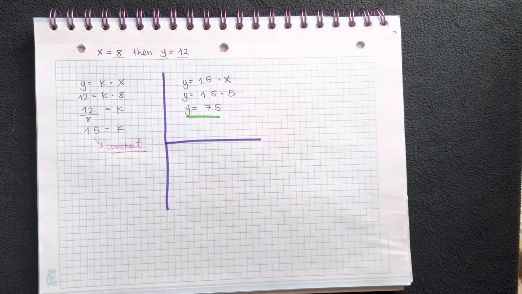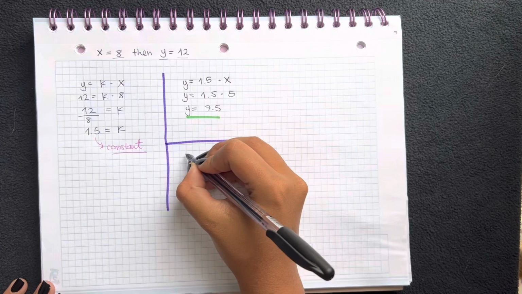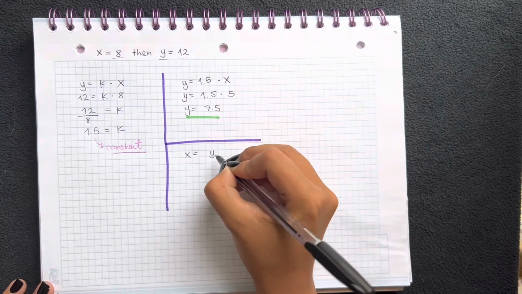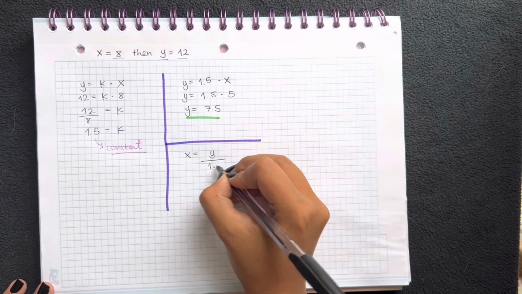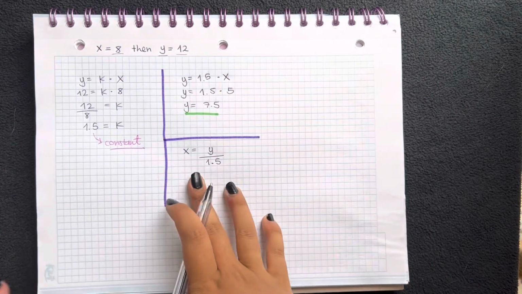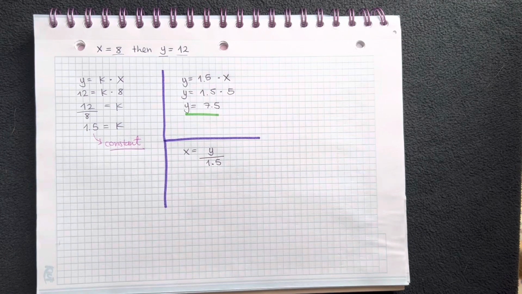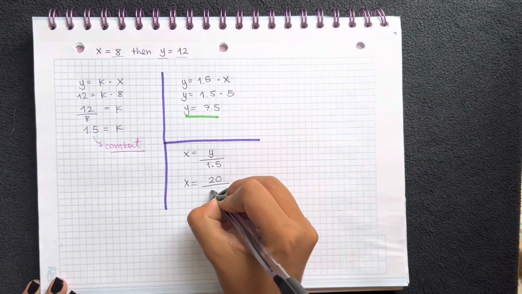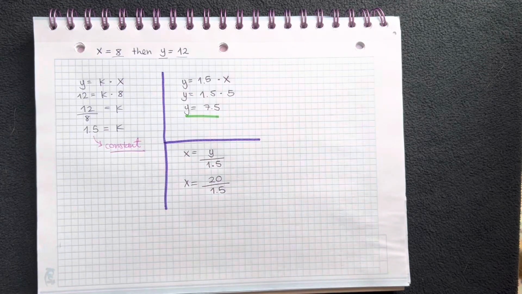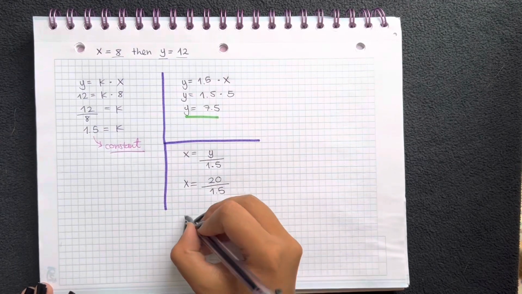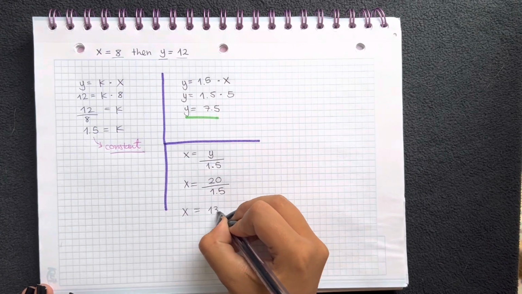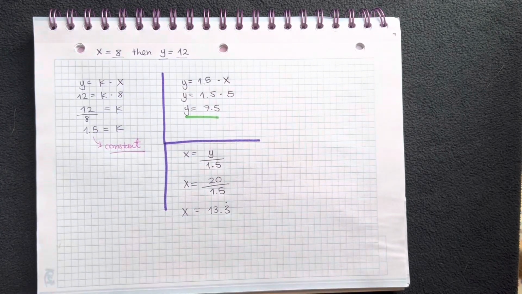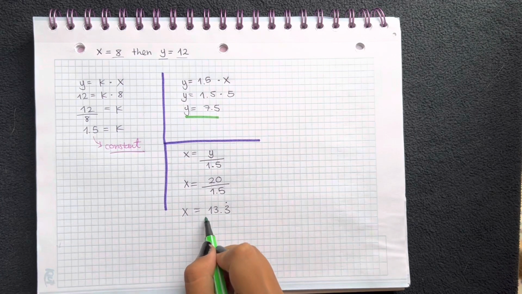Now let's find x when y is equal to 20. For doing that, our formula will be x is equal to y divided by our constant. So taking that into account, let's replace the values we already know. In this problem, they said that y is equal to 20. So we have x equals 20 divided by 1.5. When we do this operation, the result is x equal to 13.3 repeating. And that is x when y is 20.